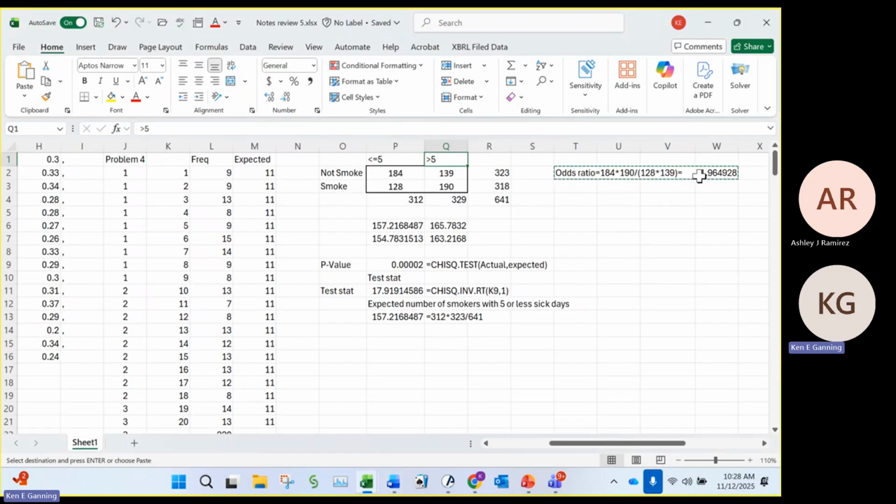Now, just to be clear, I'm comparing what's in the top left corner to what's in the bottom left corner. That's always my comparison. So non-smokers having 5 or less sick days versus smokers having 5 or less sick days. So non-smokers versus smokers, because that's how I have it set up. So this divided by this. If I switched around my table, I would put it in a different frame. But as the table stands, that's the odds of what versus what.